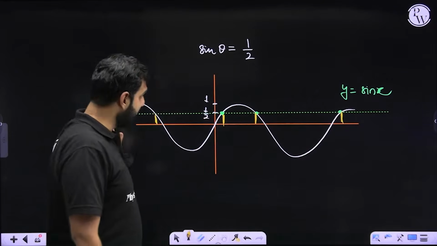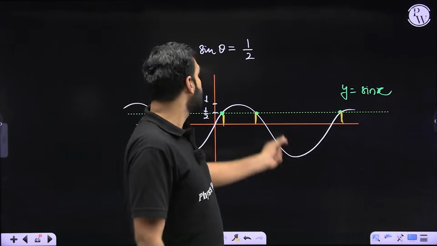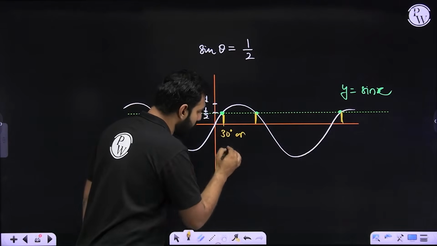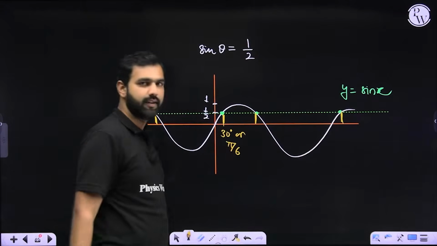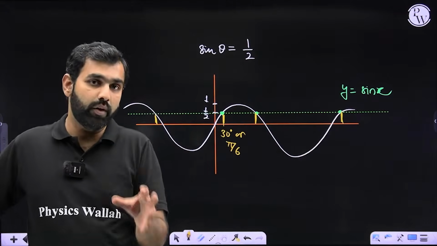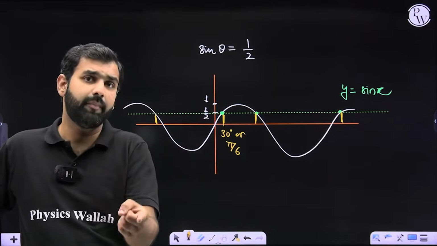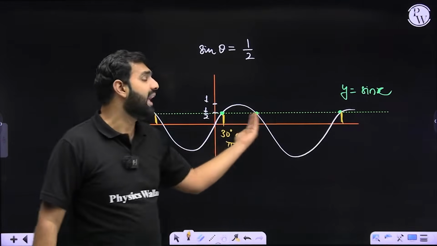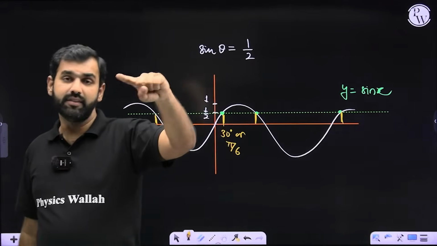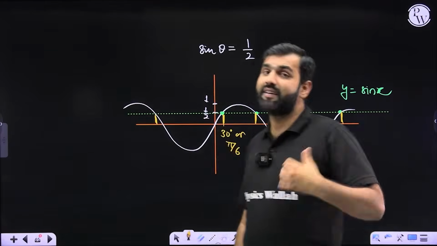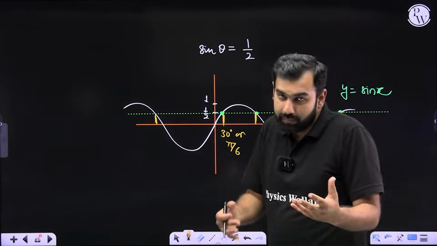Because you know that sin x is a periodic function. So 1 by 2 does not happen at 30 degrees only. 30 degrees means pi by 6. I hope you are understanding it. So sine 30 degrees or sine pi by 6 is not the only place where you'll find 1 by 2, because there are some more angles whose sine ratio is 1 by 2. But how do I find that general result? How do I give that generalization? There must be a formula for that.